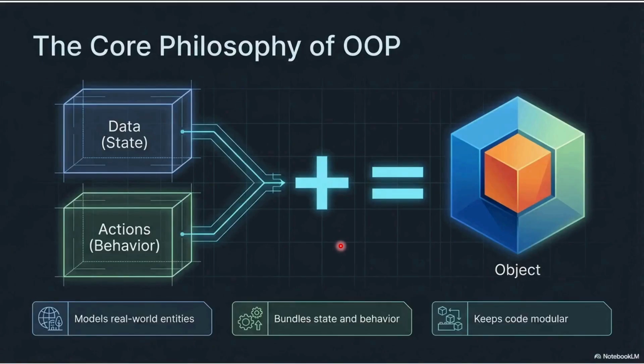The core philosophy of OOPS is data and action, that is, state and behavior. These are the object variables, and these are the functions, the methods. That makes the object. It models real world entities, bundles state and behavior, and keeps the code modular. In the previous video we have looked at classes and objects, right? Today we are going to understand it better.